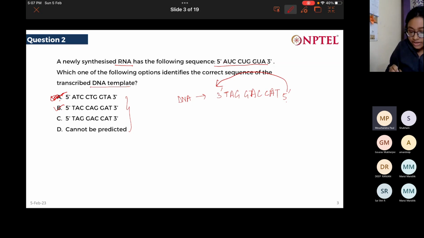So we have to first write the sequence in 3' to 5' direction for the DNA, as this will be the template, right? But in the options, we have to then read from the 5' direction. So when we read in the 5' direction, T A C C A G G A T. So the correct answer will be B.